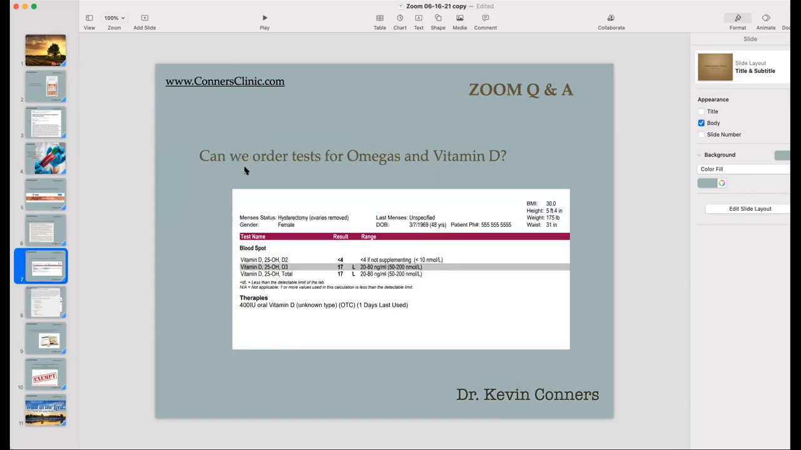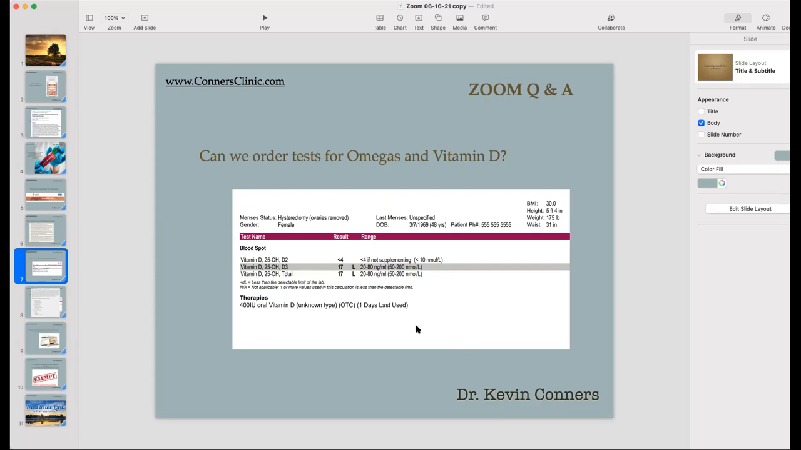More questions on blood tests. Can you order tests for omegas and vitamin Ds? Yes, we can. This is a picture of a vitamin D blood spot test from a lab called ZRT Labs. It's a finger prick test, so you don't have to go get a blood draw. You can do it just from home. We can send you a kit that comes with instructions. You do a finger prick, blot it on a little blot paper, send it in, and you get a result that looks like this.